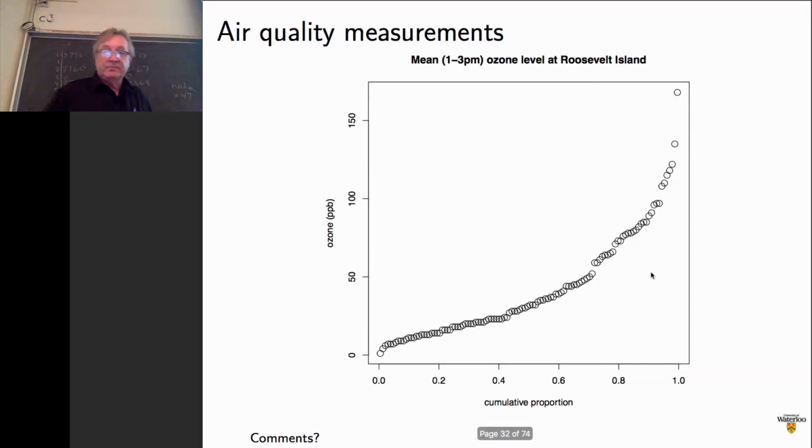Let's continue. What about this one? This is the ozone in parts per billion. Equally spread out? No. Where does it pile up? Towards the end, which end? It's piling up on the right? Why do you think it's piling up there?